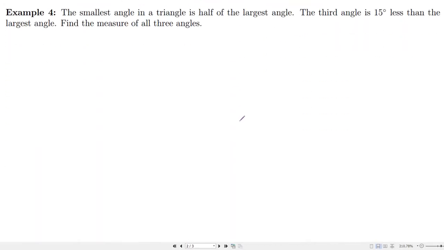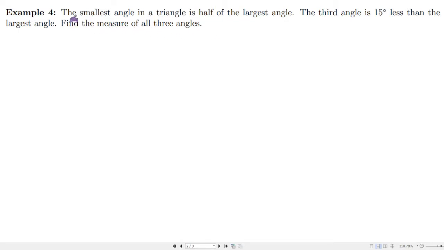Okay, so let's take a look at another geometry problem involving triangles. All right, so the smallest angle in a triangle is half of the largest angle. And the third angle is 15 degrees less than the largest angle. And then you want to find the measure of all three angles.